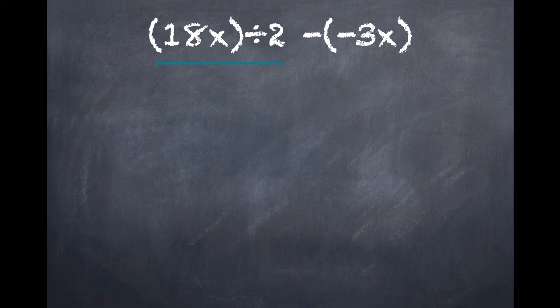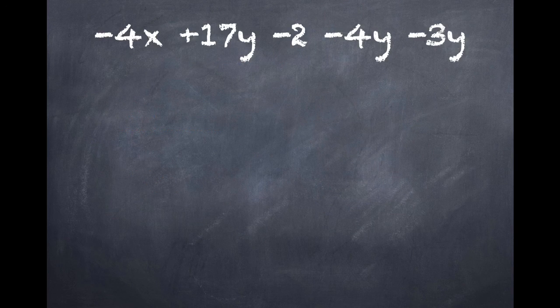This is minus negative 3x. It is actually negative 1 open bracket. So you're going to distribute the negative into the bracket. This is called the distributive property. Now that you've divided 18x by 2 and distributed the negative into the brackets, we have 9x plus 3x. Now, these are like terms, so you will have to combine them. So our final answer is going to be 12x.